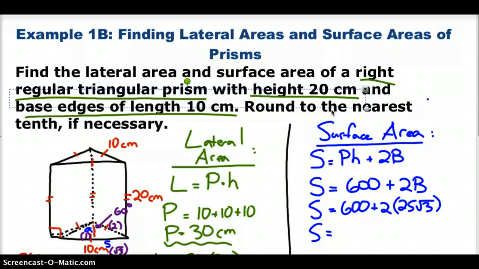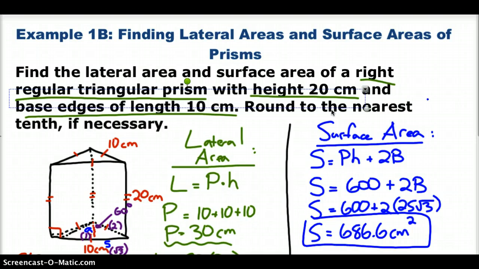So it tells us to round to the nearest tenth. I'm going to say that this is 686.6, and this is square centimeters. Okay, and that is going to be our final answer. So kind of a long problem, but it's something that I know you guys can handle.